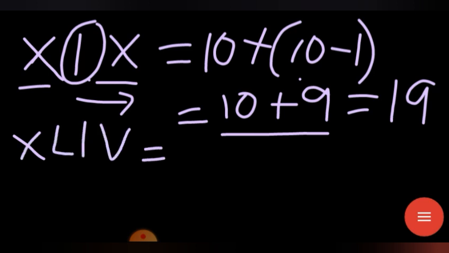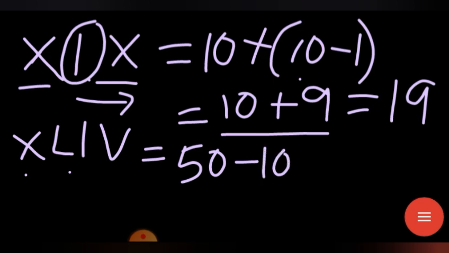XLIV. Okay, here you look here. X is the greater number. X means 10 and L is 50. First you look here, XL. L is 50 and X is 10. So the greater number is to the right of the smaller number. So first you write 50 minus 10.